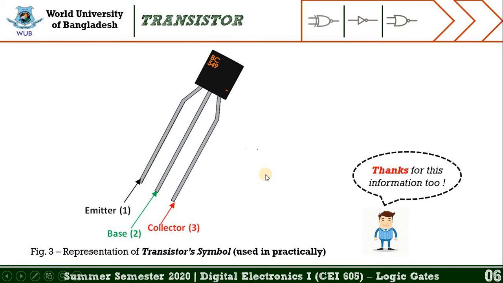From this slide we will learn the practical symbol of a transistor. From the previous slide, we already learned there are three terminals of a transistor: emitter, base, and collector, which are also designated in this figure. So let's move on.